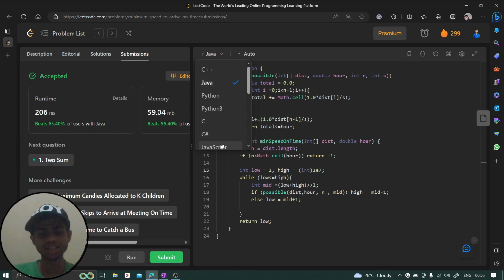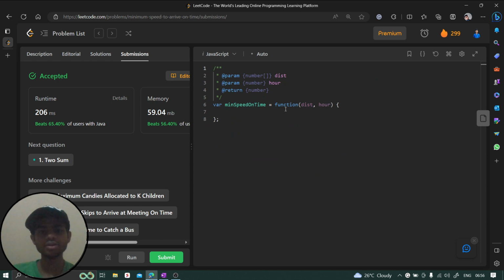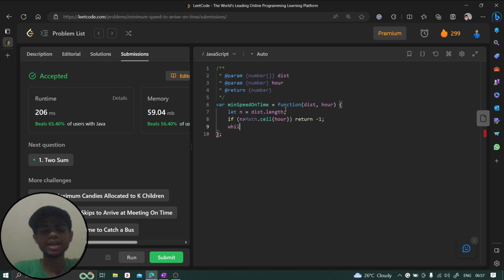Fine. Now let's see it with JavaScript. In JavaScript, first of all let's calculate the length of distance, and let's set a base condition. If our n is greater than math.ceil of hour, then we return -1. Fine. And here, not while, first of all we have to use a function. Const function, in which we can put possible only. So it's going to take one argument, speed. As we are using a nested function here, we don't need to pass distance, hour, and anything else. Okay, so we are going to say fine.